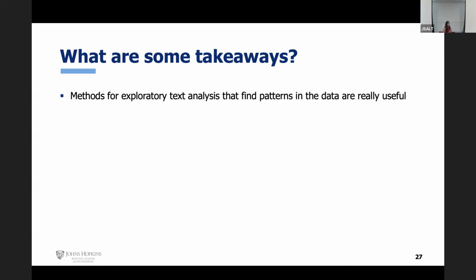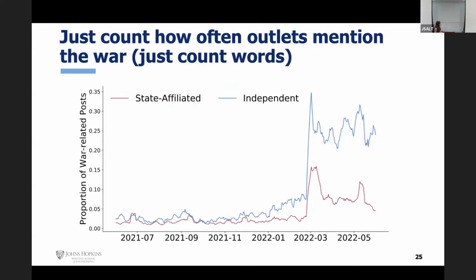The word war comes up and it shows up more often than in the independent media. Sure. So if we count how often, at this time, the state affiliated narrative was that this is not a war, this is a military operation. Whereas independent outlets would use the word war or the word invasion. And if you count in this chart how often they say any of these terms, how often do they use either of those words? You see it's way more common in the independent outlets.